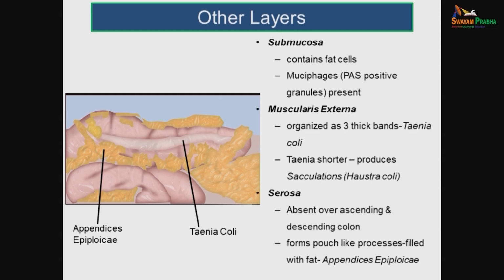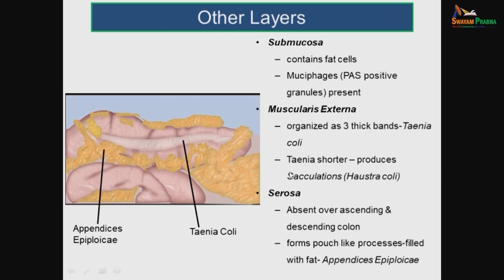So, with respect to the muscularis externa, the 2 specific features in the large intestine are: the outer longitudinal layer, instead of being a single layer, is organized as 3 thick bands, and between the bands there is a thin layer. And from this longitudinal layer, some fibers enter deep into the deeper circular layer, thereby causing sacculations and localized segmental contractions apart from the regular peristalsis.